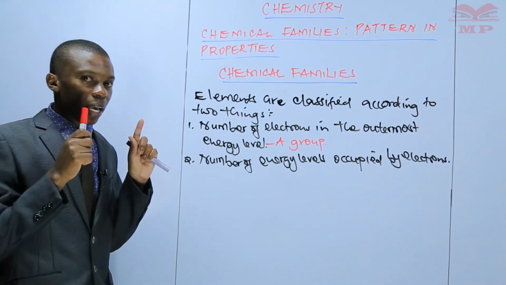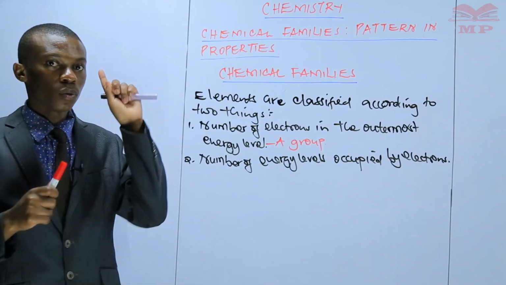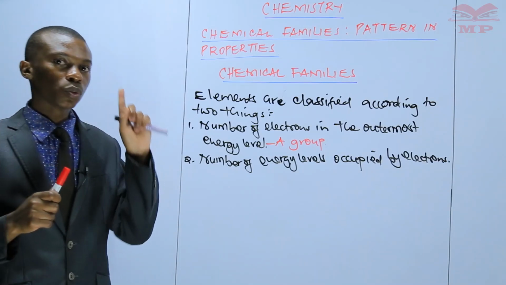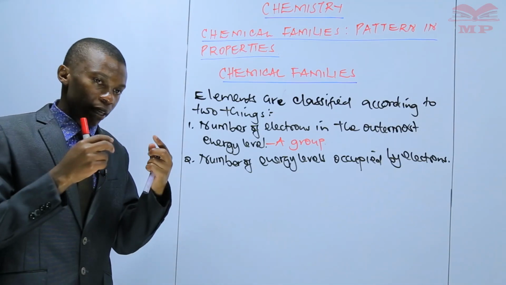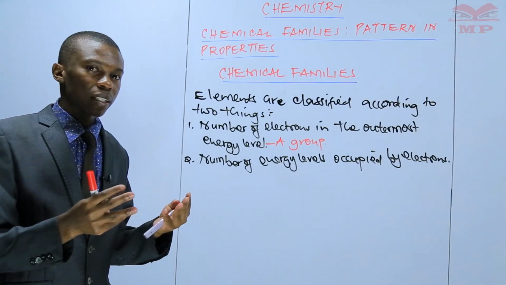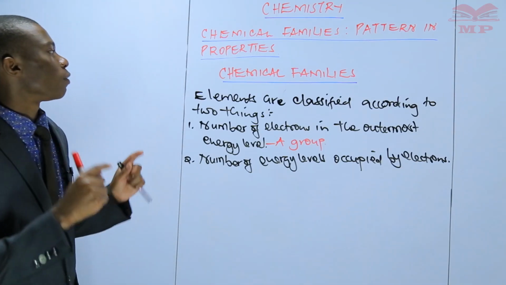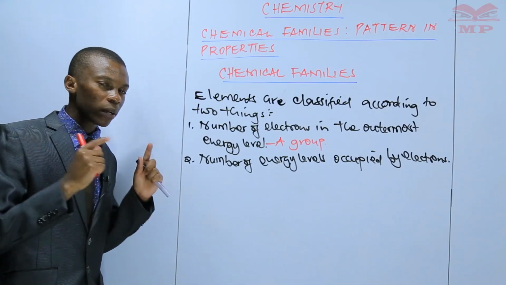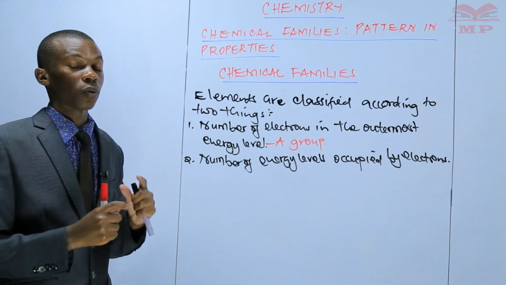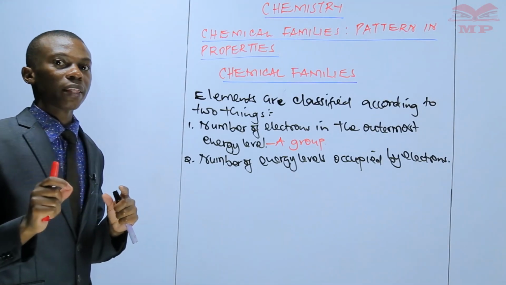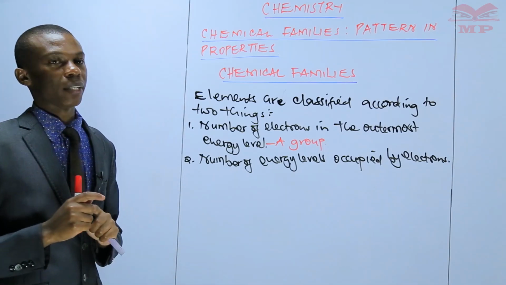Therefore, elements which have 1 electron in the outermost energy level are found in group 1. Elements which have 2 electrons in the outermost energy level are found in group 2. If they have 3 electrons in the outermost energy level, then they are found in group number 3, and so on and so forth. Remember, I'm insisting on the outermost energy level. When you write the electron configuration or the electron arrangement, the number of electrons which appear in the outermost energy level is what determines the group of an element.